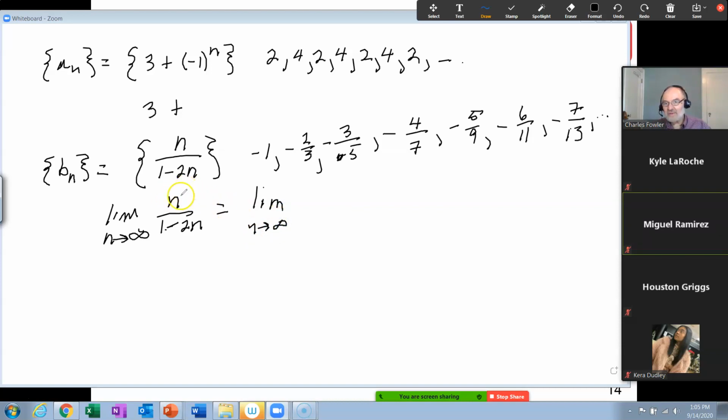Okay, let's divide both numerator and denominator by n. So this will be n over n over 1 over n minus 2n over n. So I've multiplied and divided numerator and denominator by 1 over n. Okay? Legal move because n's getting bigger and bigger and bigger, so you're dividing by some large number. You're not dividing by 0.